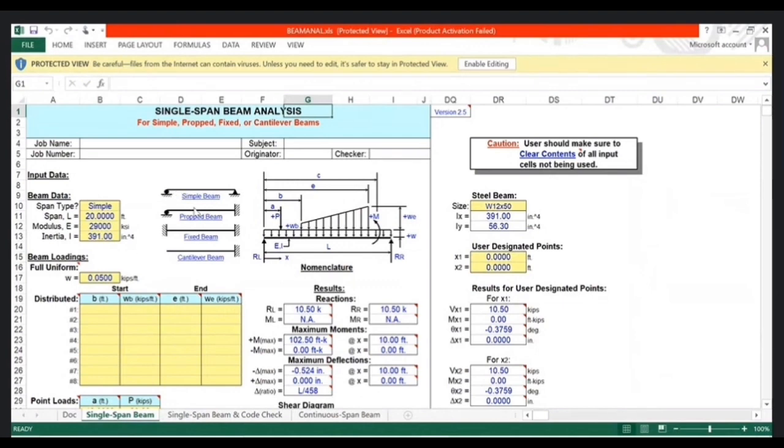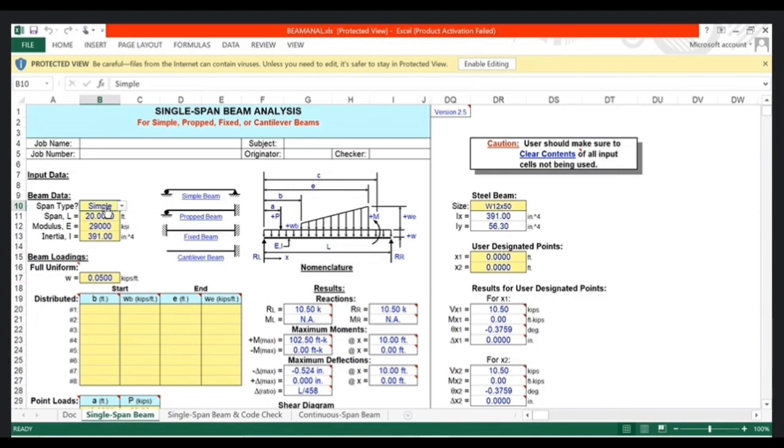Here there are 4 kinds of beam: simple, prop, fix, and cantilever. In the simple beam, there are 2 supports: the first one is the hinge, the second one is the roller. In the prop beam, there are 2 supports: the first one is fixed and the second one is the roller support. In the fixed beam, both ends are fixed, and in the cantilever, one end is fixed and the other one is free. So firstly, we choose the beam, whichever beam we have to analyze.